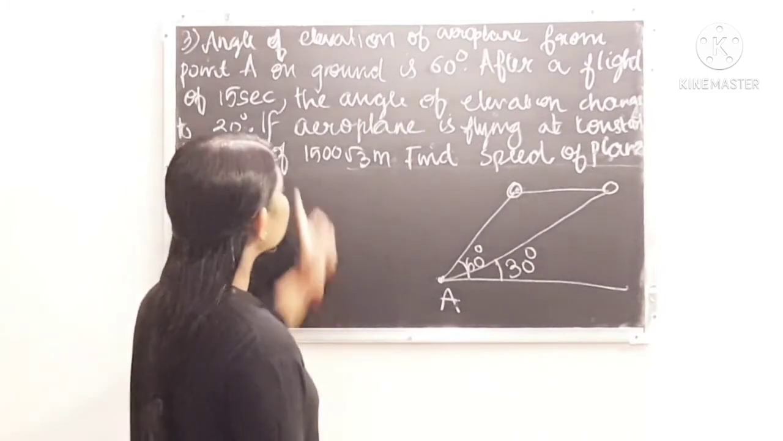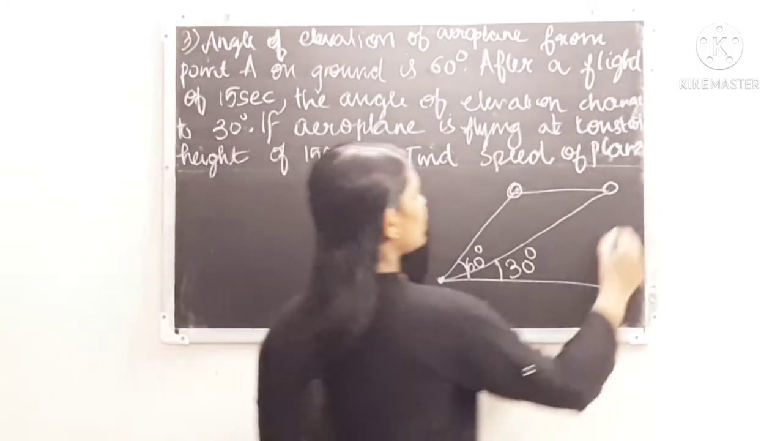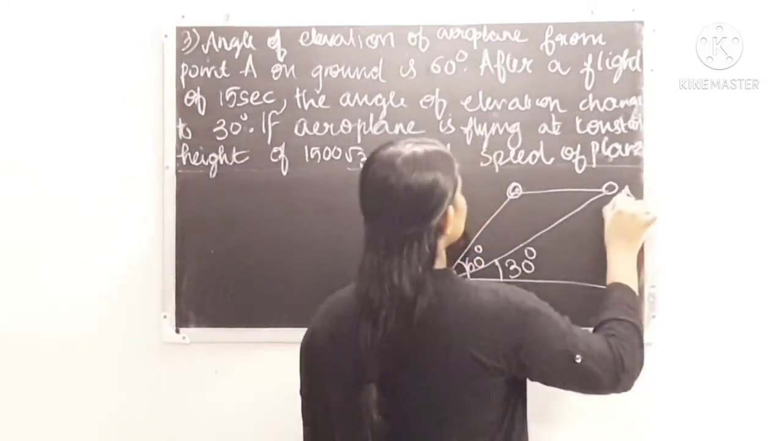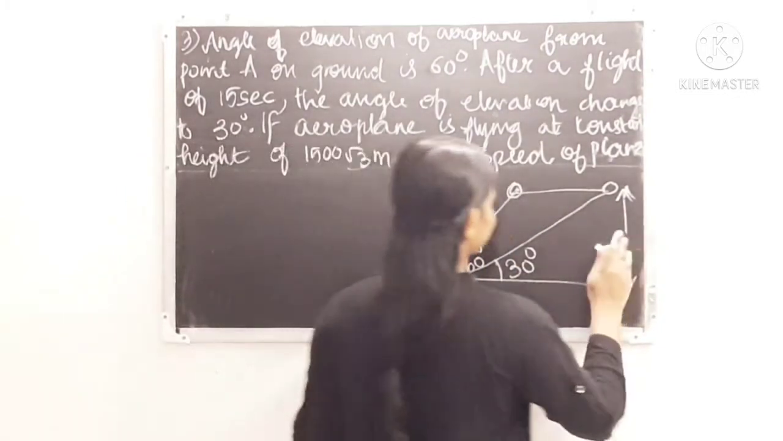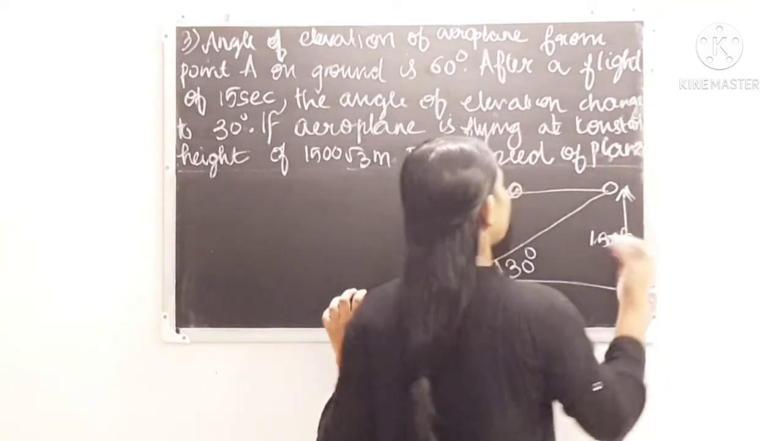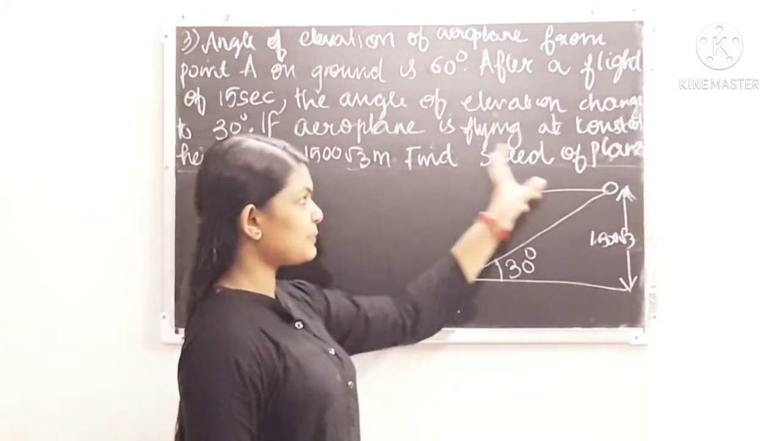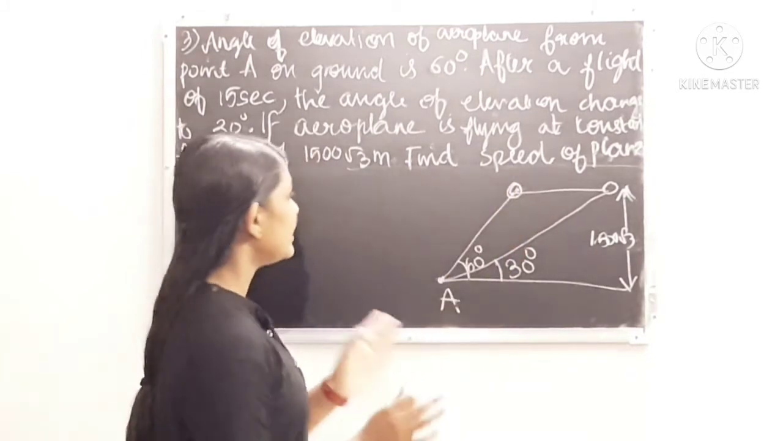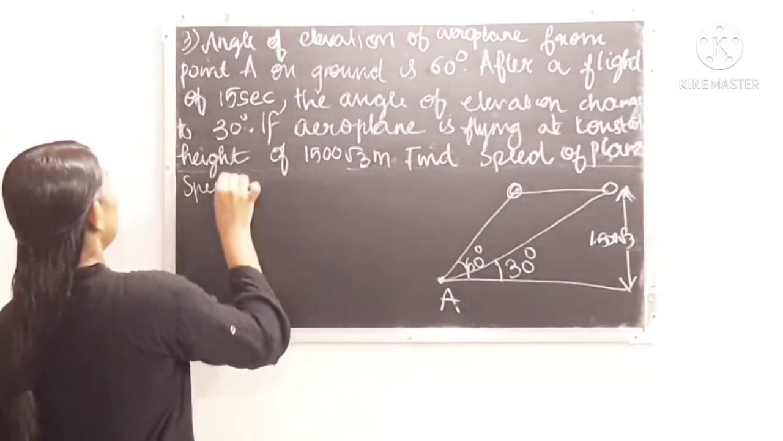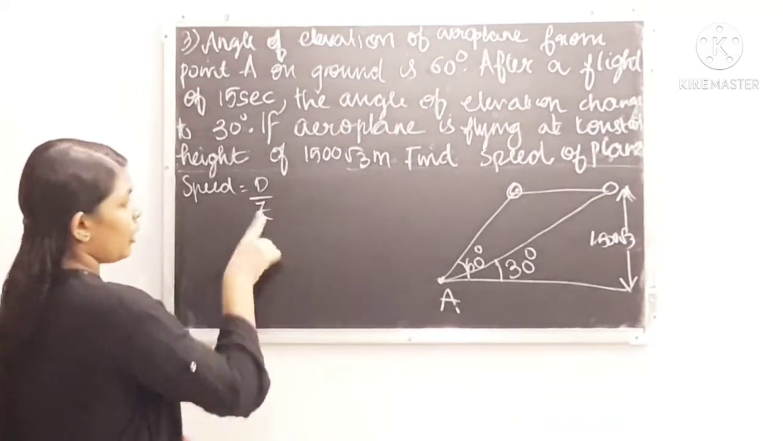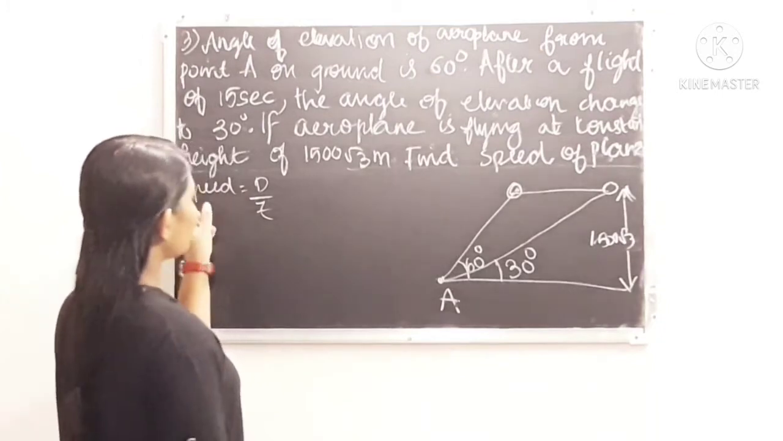Now it is given that the aeroplane is flying at a constant height of 1500 root 3 meter. Now we have to find the speed of the plane. For finding the speed of the plane, we have to know the distance and the time taken by it. We already know the formula, speed is equal to distance by time. The time is already given in the question, that is equal to 15 seconds, and we have to find the value of speed.